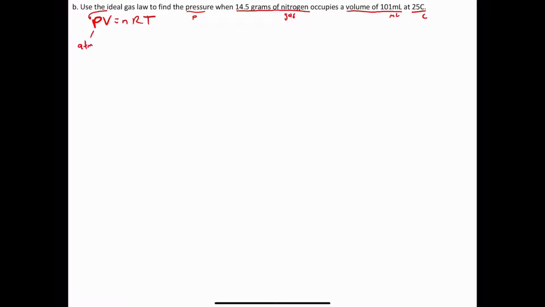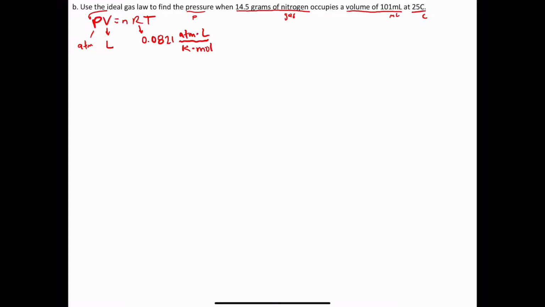Okay, so P needs to be in atm. Luckily, we're looking for that, so we don't need to do anything. Volume needs to be in liters. You might ask yourself, how do you know volume has to be in liters and P has to be in atm? I'm glad you asked. It's because if you go here, what are the units, right? That's how you know. Your R tells you what the units are for everything.